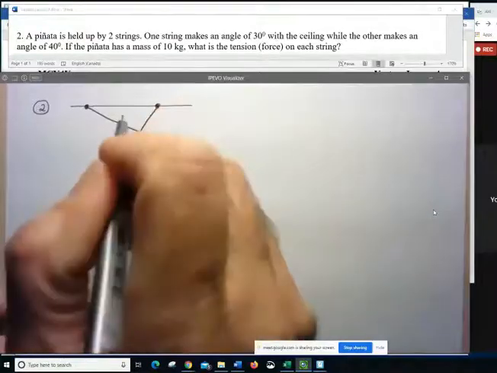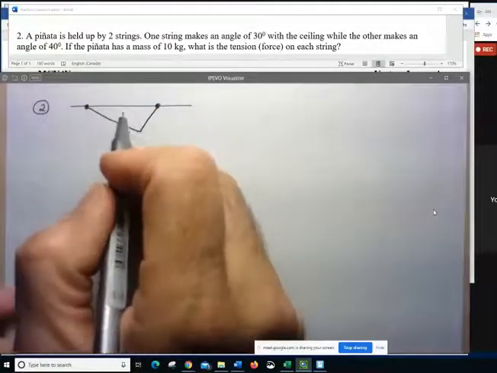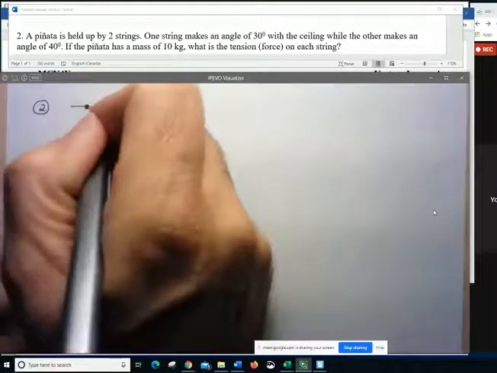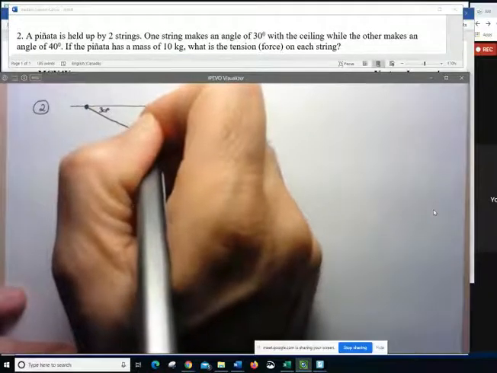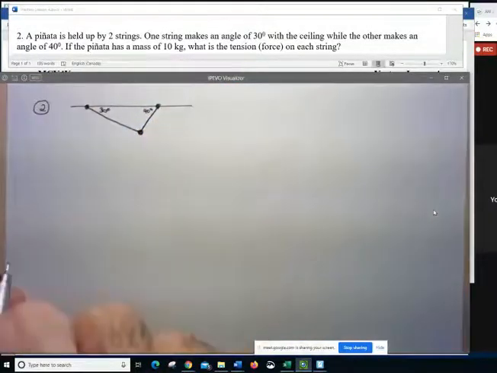Okay, and you've got two different angles. One is larger and one is smaller. Okay, so I'm not going to be accurate here, but I do want to show that one is larger and one is smaller. So this is a smaller one. I'll call this 30 and I'll call this 40. And then here I've got my object, okay?